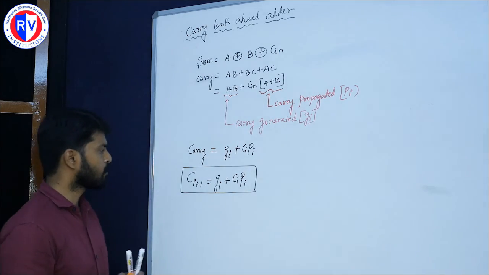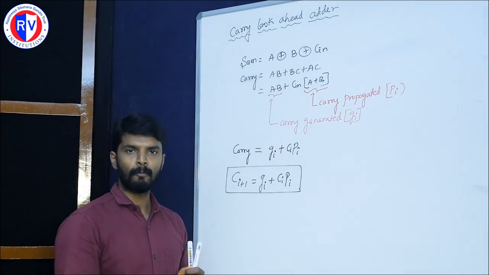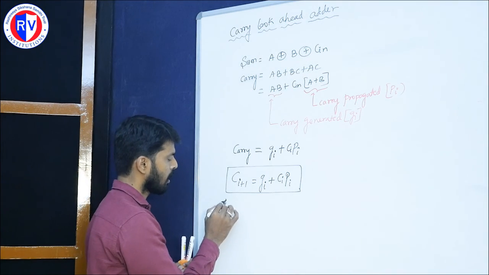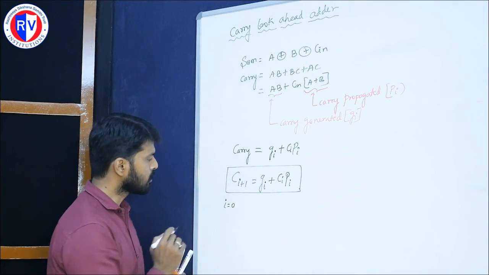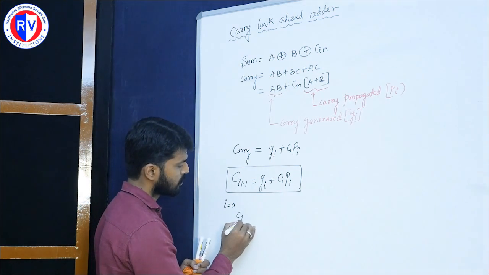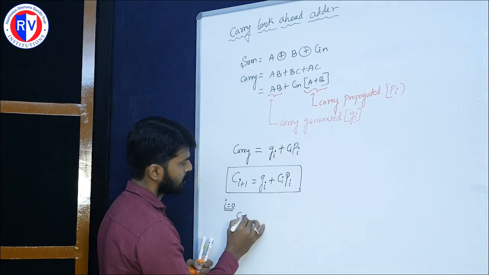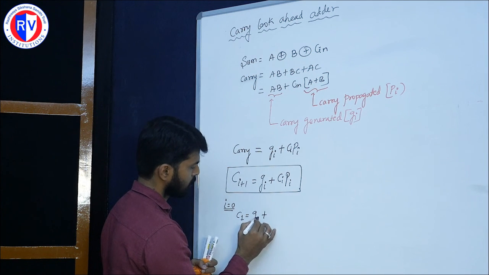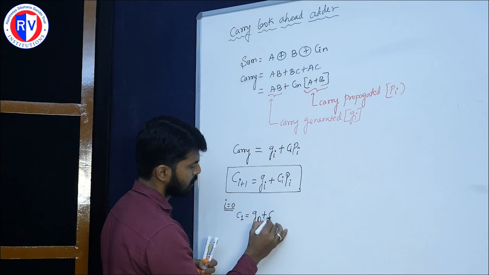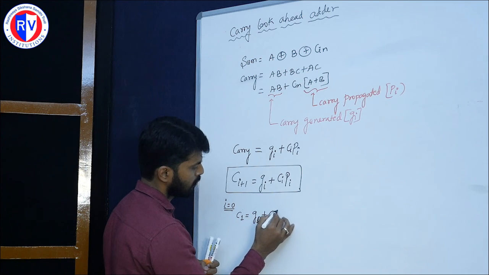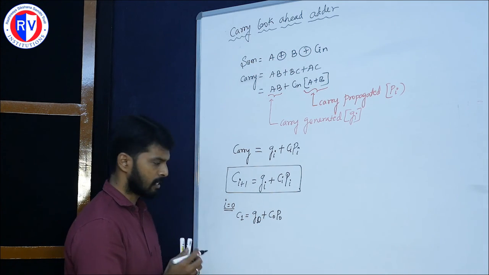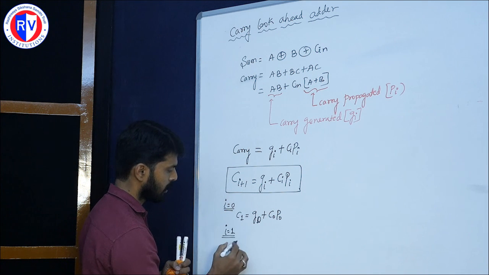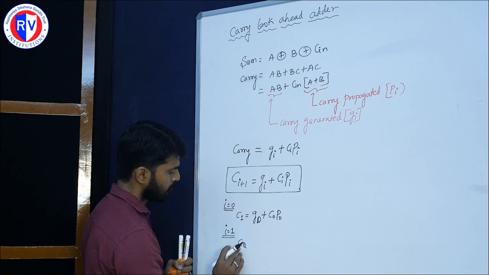Now we need to substitute. If I want to design a 4-bit carry lookahead adder stage, I need to start with i equal to 0. When i is equal to 0, C1 is equal to G0 plus C0 into P0. Similarly, if I take i equal to 1, then this becomes C2.